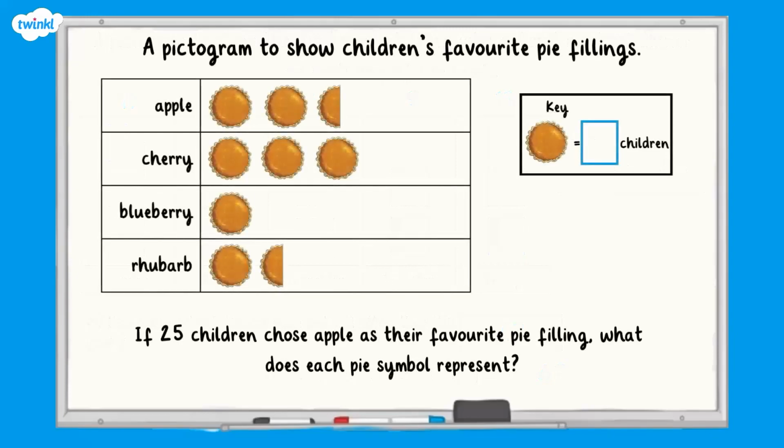Time for a quick challenge. Look at this pictogram showing children's favourite pie fillings. If 25 children chose apple, what does each of the pie symbols represent? How did you get on? How many children do you think are represented by one whole pie? There are 2 whole pies and 1 half pie in the apple row. 25 divided by 2.5 equals 10, meaning that each whole pie represents 10 children.